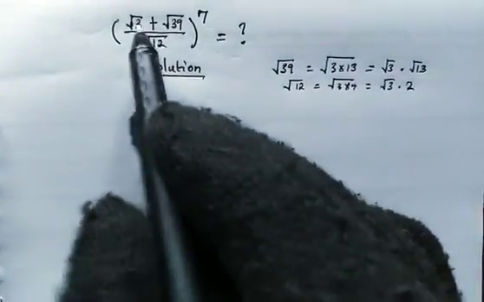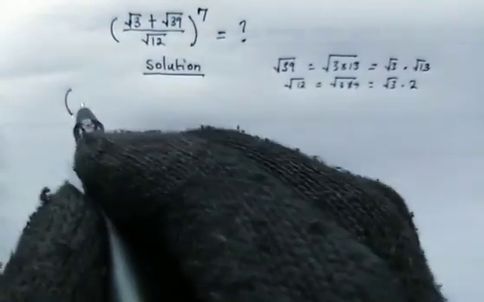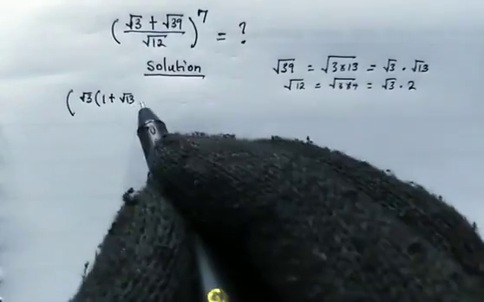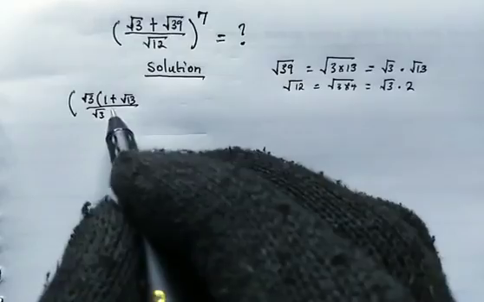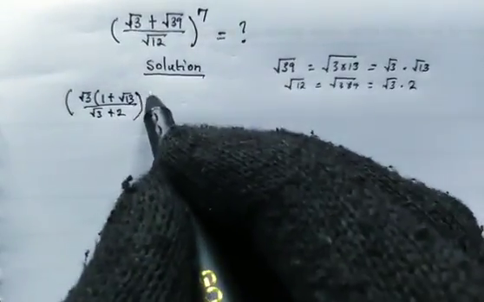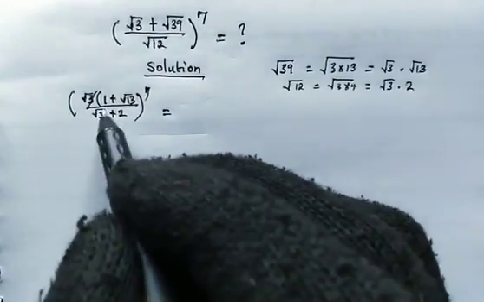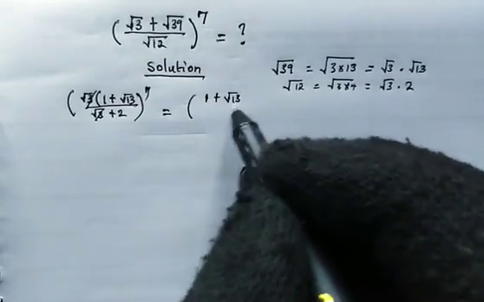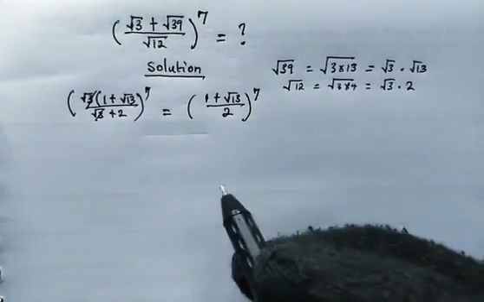Right? So from the numerator, we can factor out root 3. So here we have root 3 in brackets. So that is going to be 1 plus root of 13, then divided by root of 3 plus 2. Remember, to the seventh power. Therefore, we cancel this, then we have 1 plus root of 13 divided by 2, then to the seventh power.